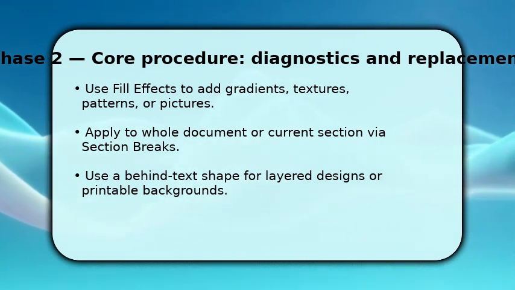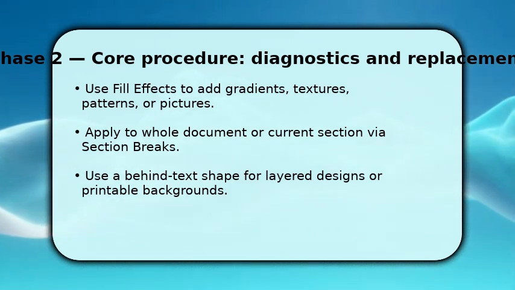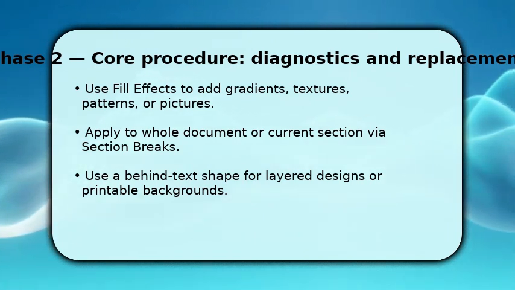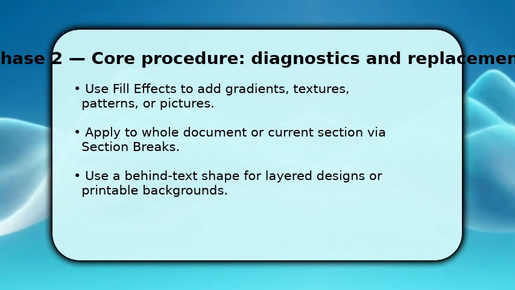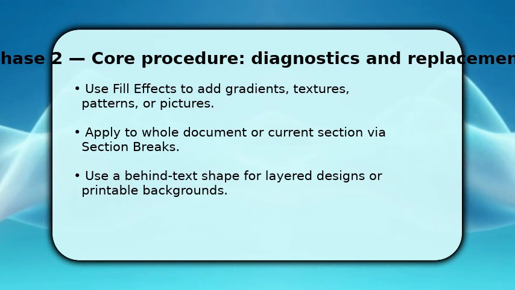If you only want some pages colored, insert section breaks and apply the background to the active section. Sections isolate formatting. For precise layering, draw a full page shape, send it behind text, and lock its position. This gives you control and ensures text remains selectable and accessible.